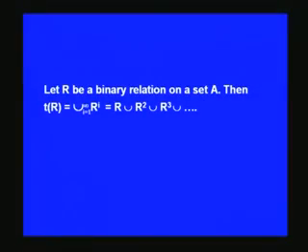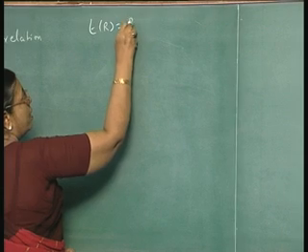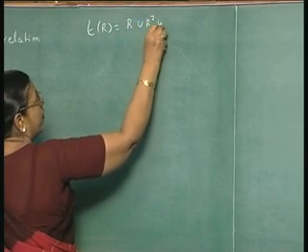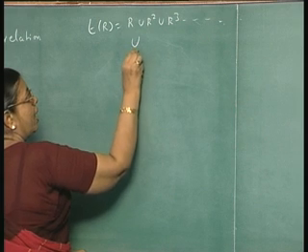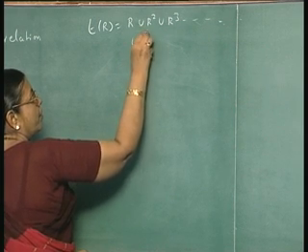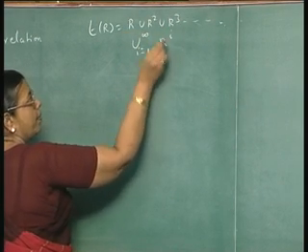Let R be a binary relation on the set A. Then the transitive closure of R is the union over i equal to 1 to infinity of R^i, that is, R union R squared union R cubed, etc. Now, we have to prove this equality, that is, TR is equal to R union R squared union R cubed etc., which we represent as the union over i equal to 1 to infinity of R^i.